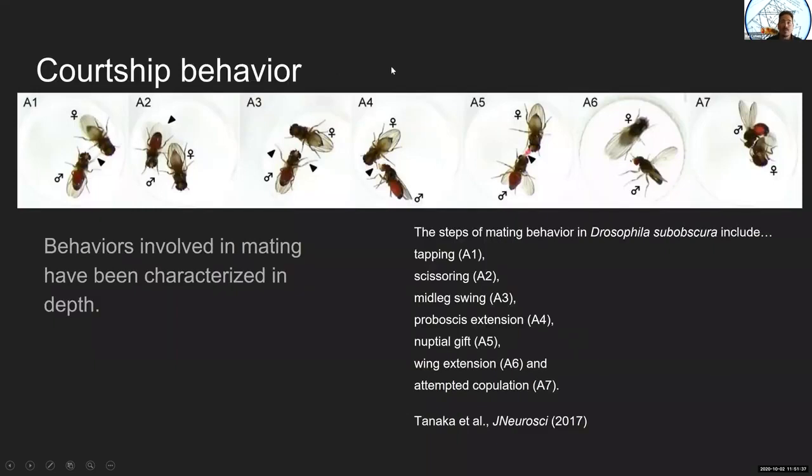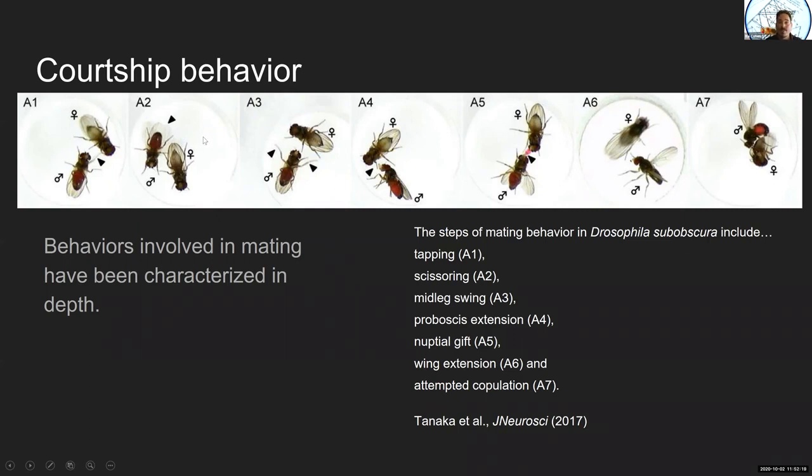People have looked a lot at courtship and mating. It turns out that fly courtship and mating is very stereotyped. It starts by tapping a female and then scissoring. That leads to some mid-leg swinging behavior, a little proboscis extension, what's known as a nuptial gift, which I think is a little bit of throw-up material that the male gives to the female to kind of pre-digest it. Here you go. You don't have to digest this anymore. It's ready for you to swallow gift. You get wing extension and then attempted copulation.